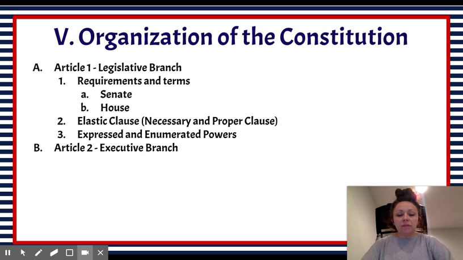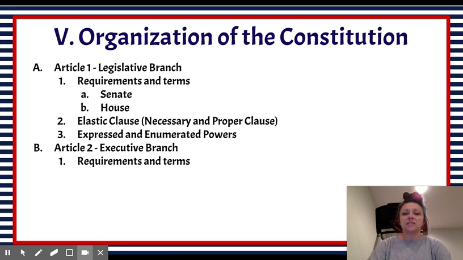So moving on then to Article 2 of the good old Constitution. Article 2 sets up the executive branch, okay? So the executive branch includes the president and vice president, also members of the cabinet.